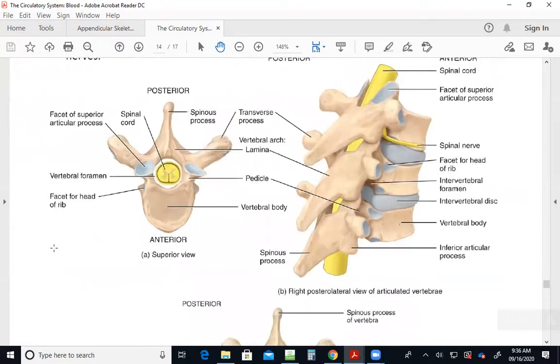So once again, make sure you highlight the following. Make sure you didn't forget any of these. Vertebral foramen. Don't worry about the superior articular process here. Highlight spinous process, transverse process, vertebral body, spinous process down here at the bottom. Over here, superior articular process, intervertebral foramen, intervertebral disc, vertebral body, inferior articular process.